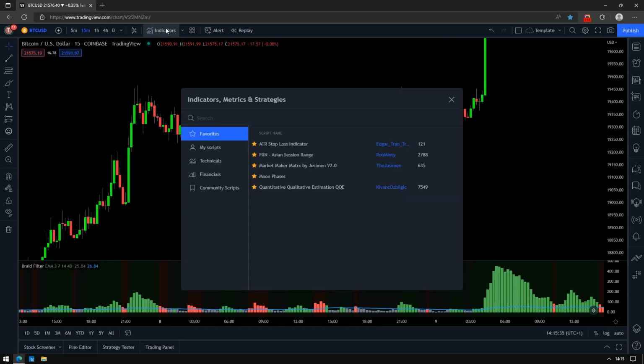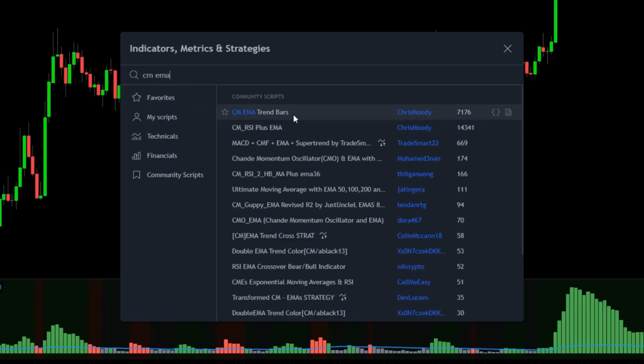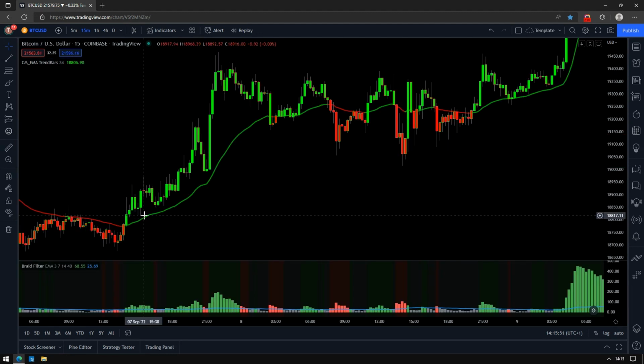The next indicator we'll be adding is the CM EMA Trend Bars. It's this one here by Chris Moody. We want to change this number from 34 to 100. This is a good indicator because it clearly shows when we're in an uptrend and when we're in a downtrend.